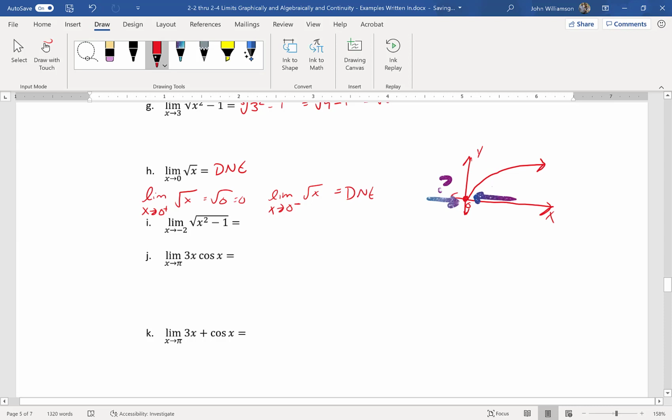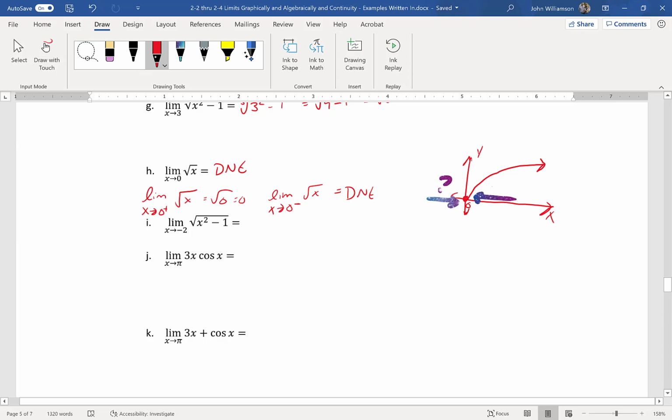So be careful. This is one of the times where direct substitution will lie to you. If you try to direct substitute into that limit, you can solve it. The issue is the two one-sided limits do not agree here because one side does not exist.